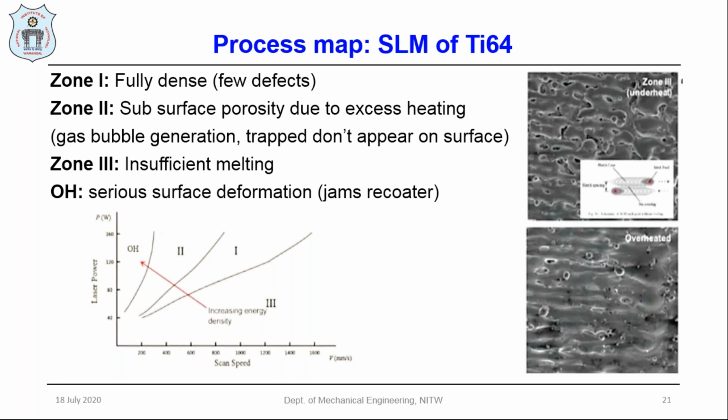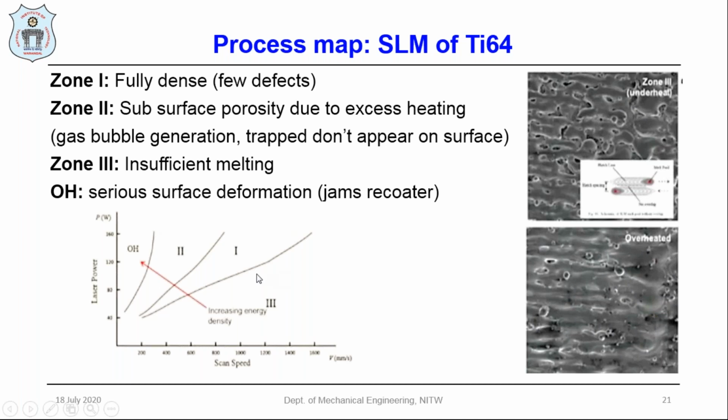In zone 2, you can see subsurface porosity due to excess heating. In this zone 2, what are we doing? We are increasing the laser power and keeping a lower scan speed. In that case, what is going to happen? Because of the excess heating, it is going to create these types of defects in the fabricated components.